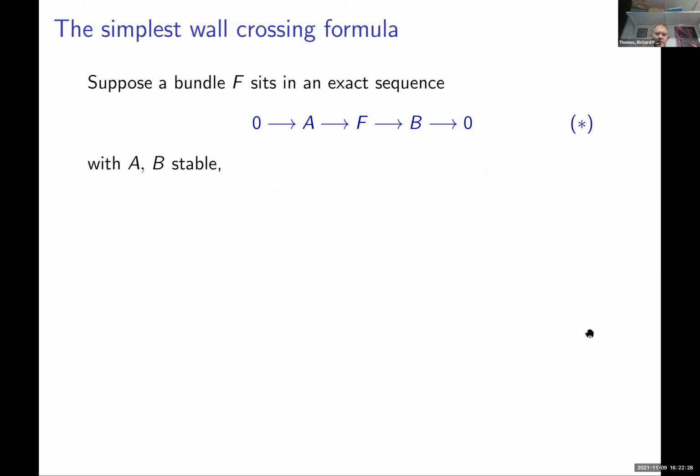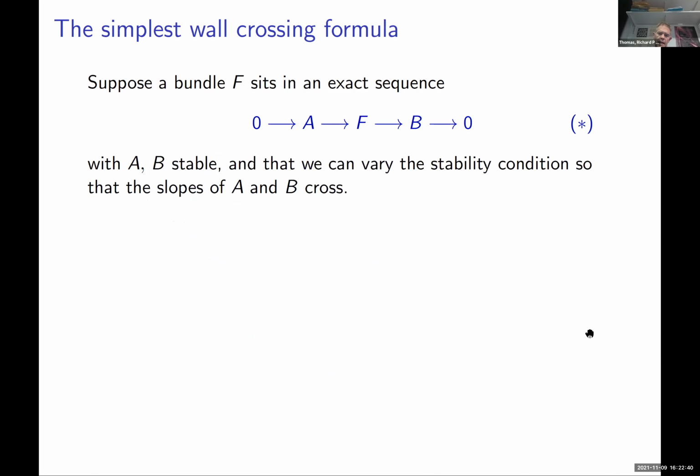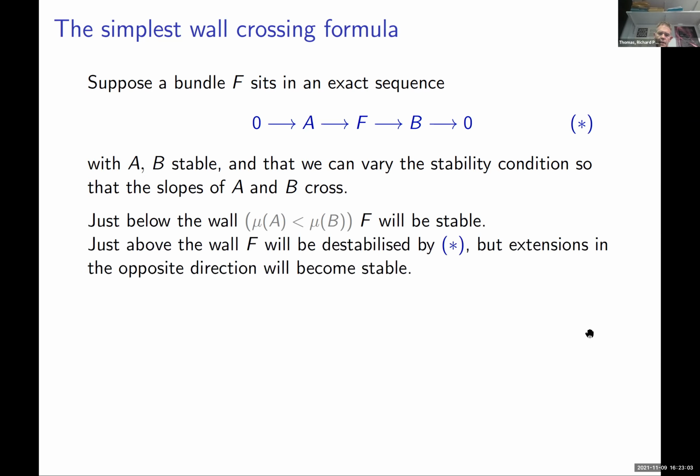So now I want to explain the simplest possible wall crossing formula to give you a feeling for this, and because we'll use it later on. So suppose your bundle or sheaf sits in an exact sequence like this, and we're going to vary the stability condition, so maybe the Kähler form or the polarization, so that the slopes of A and B cross each other. Okay, so in the space of stability conditions, we'll have a wall on which the slopes of A and B are the same. And then below the wall, the slope of A will be less than the slope of B. So F will be stable. And above the wall, F will be unstable, but extensions in the opposite direction will become stable.